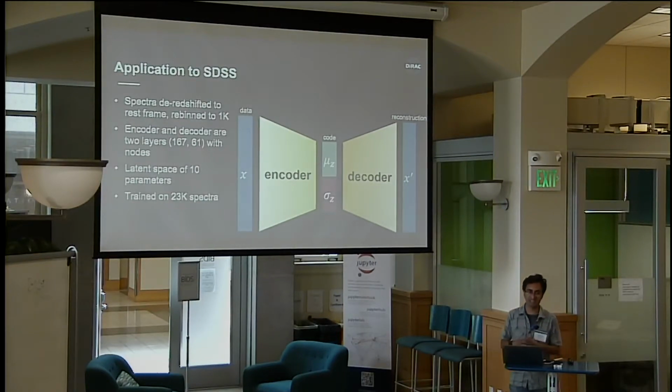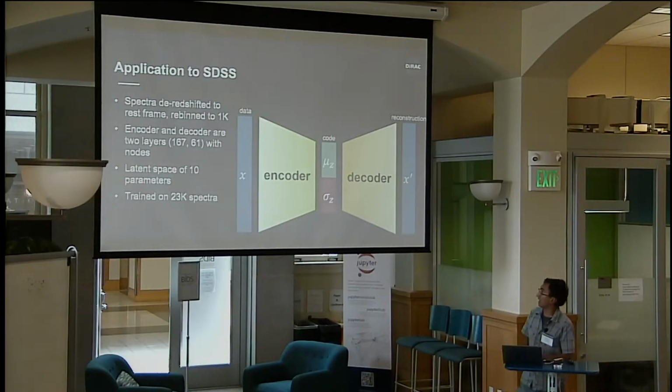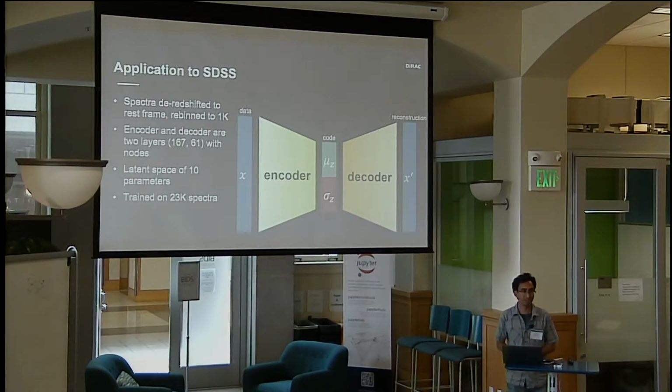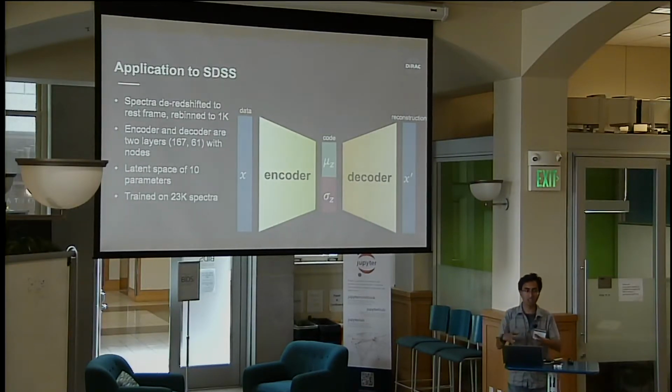To simplify things, I've de-redshifted all of the spectra to their rest frames and rebinned them to a common wavelength coverage with 1,000 pixels. I'm using encoders and decoders with 2 layers each, and I'm encoding down to a latent space that has 10 parameters.